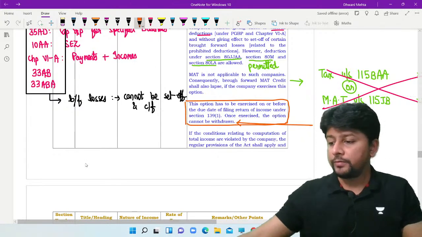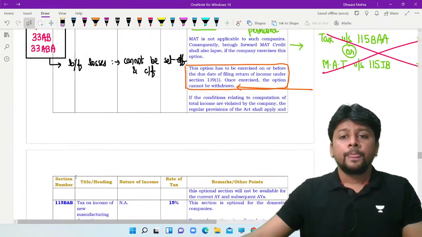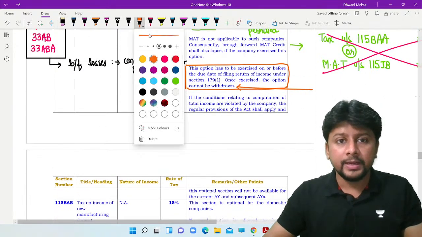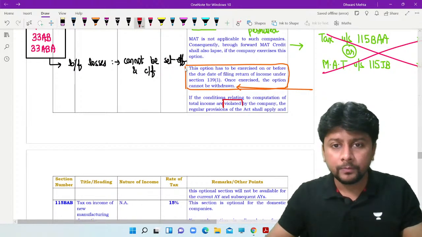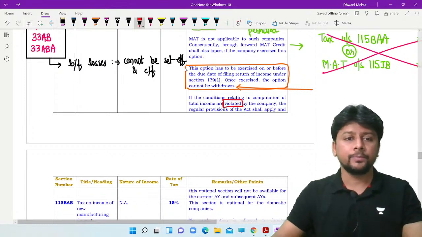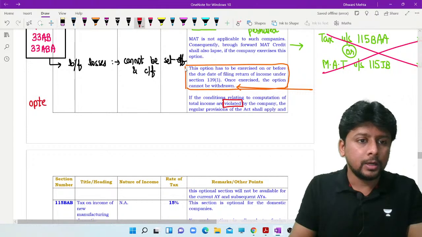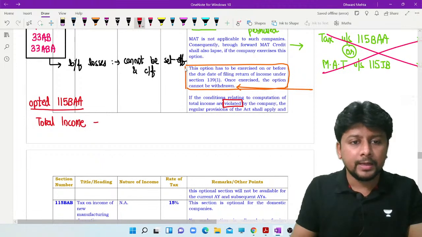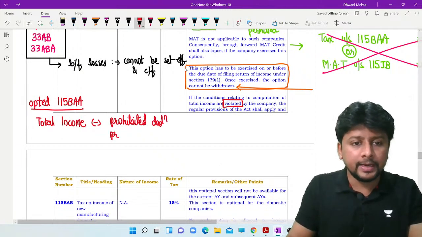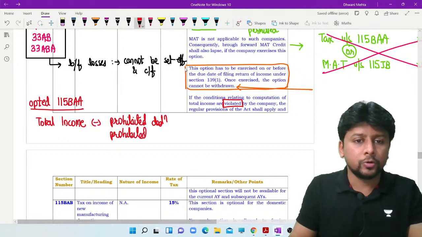The section has also mentioned one more thing. It has visualized a violation. What happens if the company violates the section? Which means we are talking about a company which has opted for 115BAA, but in the computation of total income, it has taken any of those prohibited deductions, or it has done any of those prohibited set off.